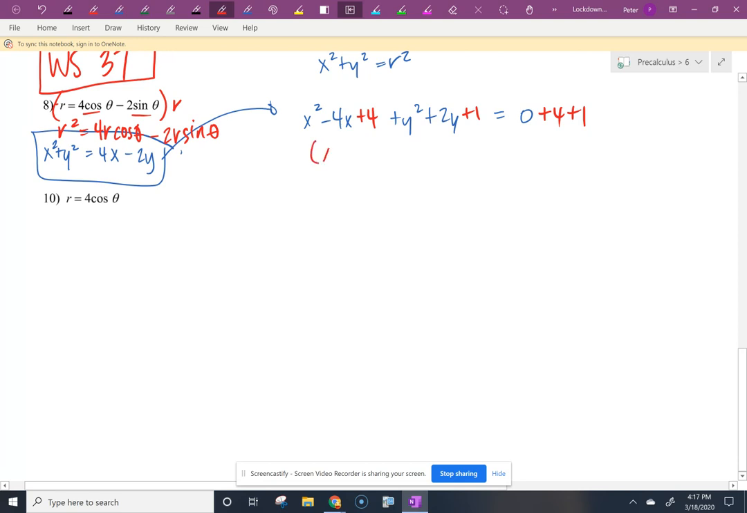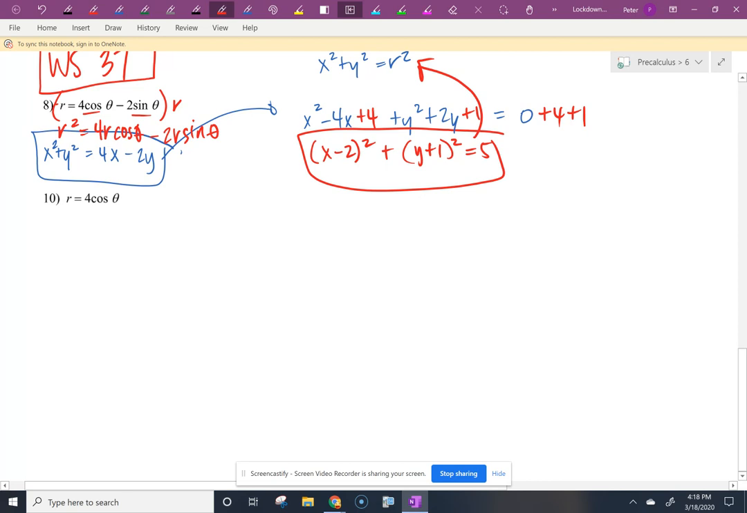And now look, this factors to x minus 2 squared. This factors to y plus 1 squared, and it equals 5. And that looks a whole lot like this. It tells me that it's a circle, its center's been moved, and its radius is root 5. That's how I do number 8.